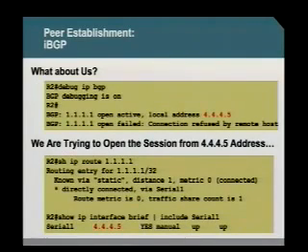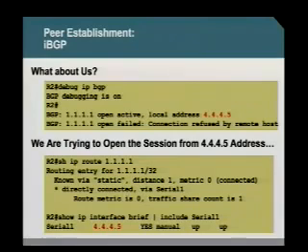What about us? Well, we do a debug on our BGP. We see a BGP on, for router 1, it's active. Our local address is 4.4.4.5. Connection is refused by remote host because the remote host is expecting, well, a different address. So what's going on? Why are we trying to do this?